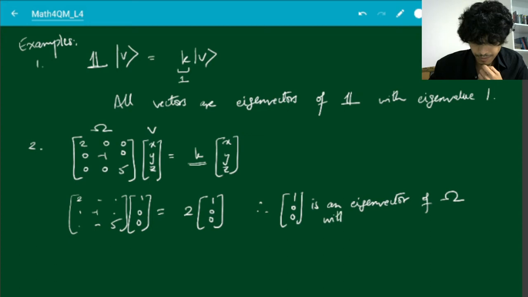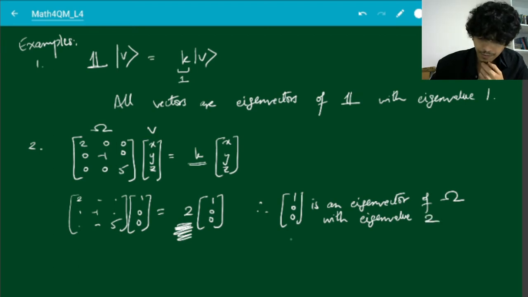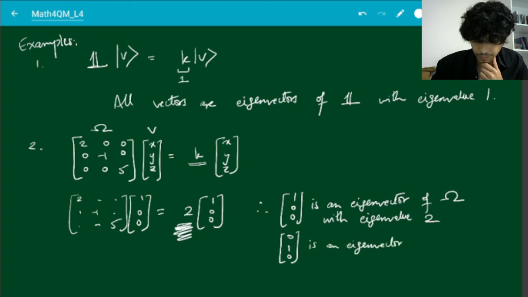And what is the eigenvalue? Eigenvalue is this number over here, 2. Similarly, try it out. If you take the vector 0, 1, 0, you will find that this is also an eigenvector of omega with eigenvalue -1.